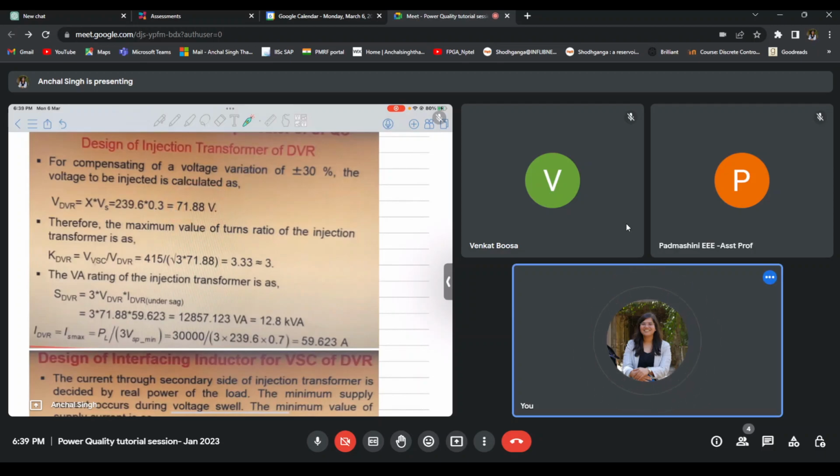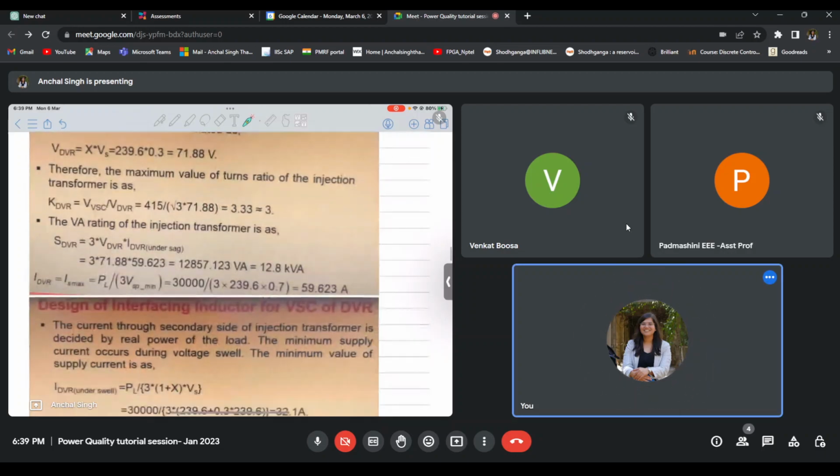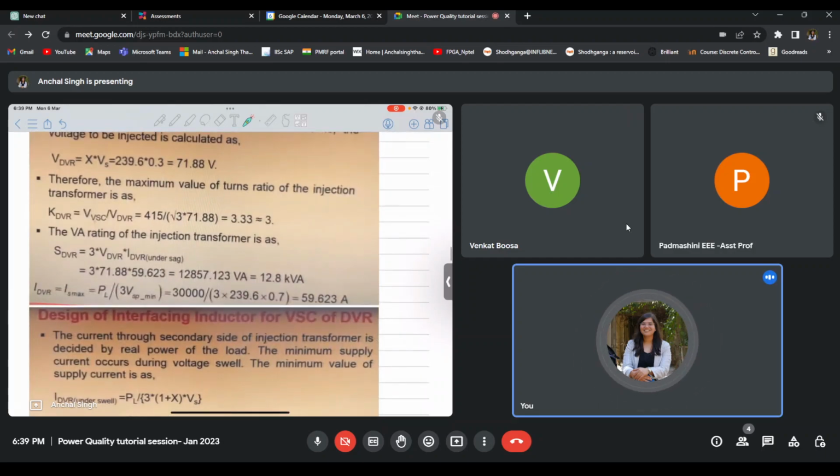Now, when you talk about the maximum turns ratio, on one side we have to give 71.88 volt, and on the other side this should correspond to the phase voltage, that is 415 by root 3. So when we divide this phase voltage by this voltage, we obtain the turns ratio of the transformer.